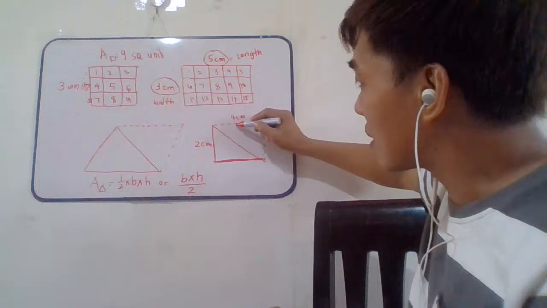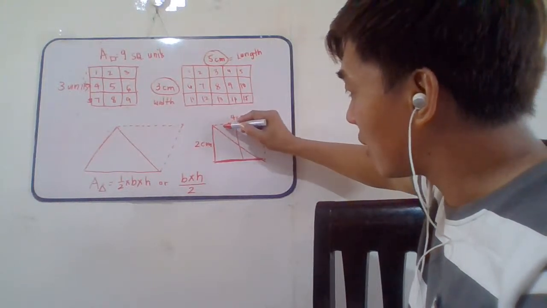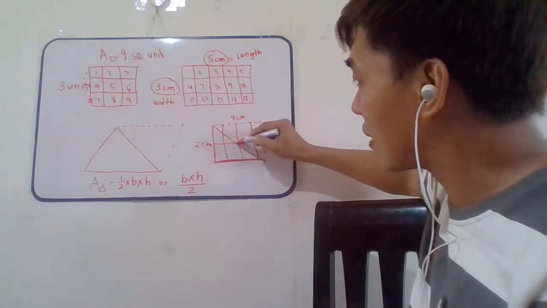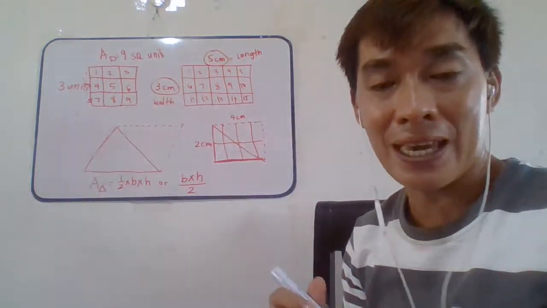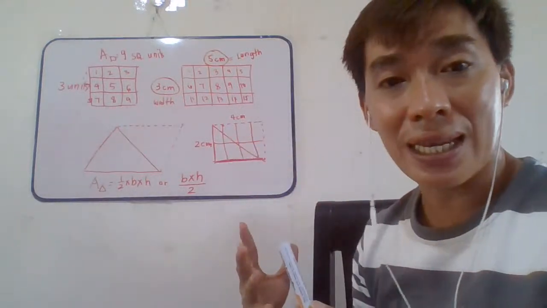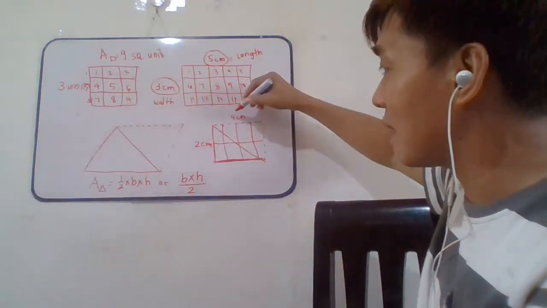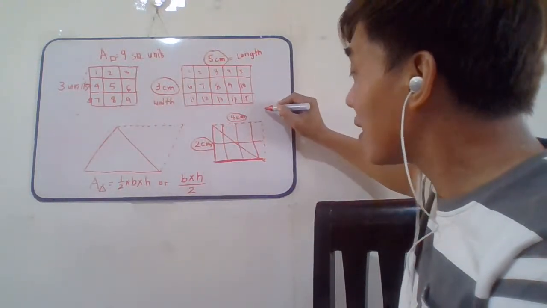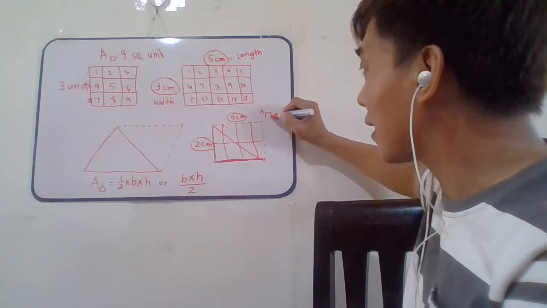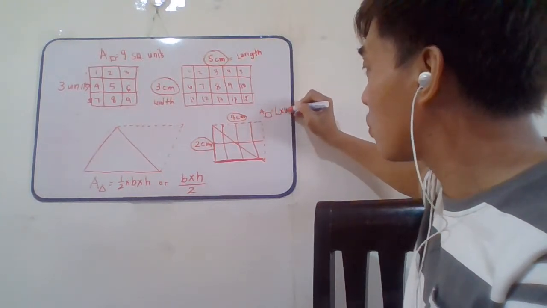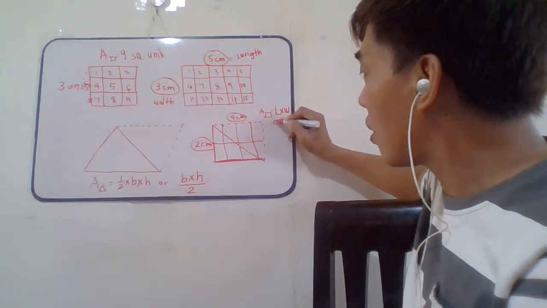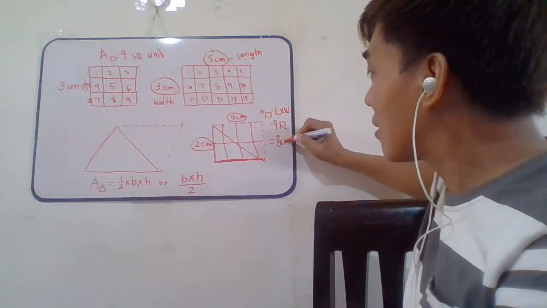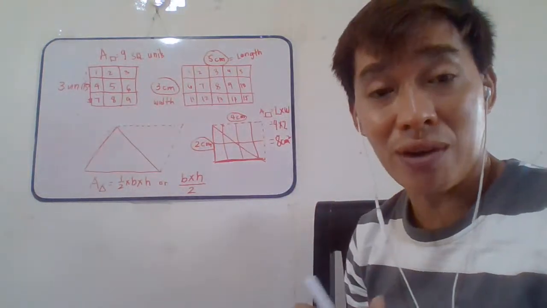So, for example, if this is 4 centimeters, you have to divide it into 4 equal units. And of course, 2 centimeters here divided into 2 equal units. Okay? If it is just a rectangle, that is very easy because you only have to multiply the length and the width. So, area of the rectangle is length times width, which is 4 times 2, that will give us 8. So, 8 centimeters squared or 8 square units.